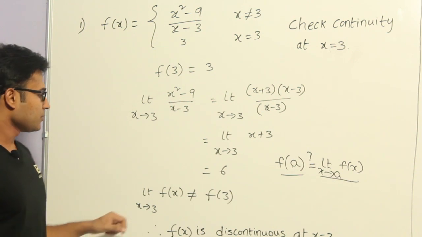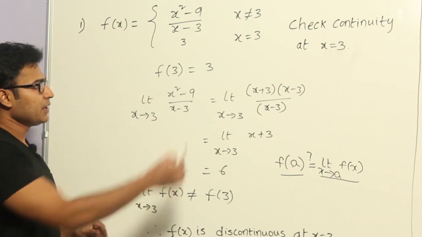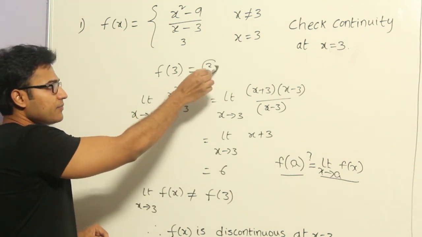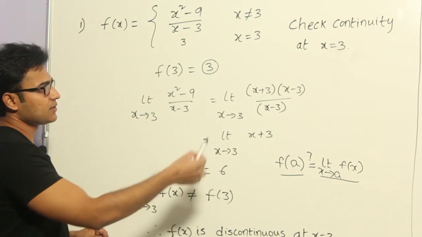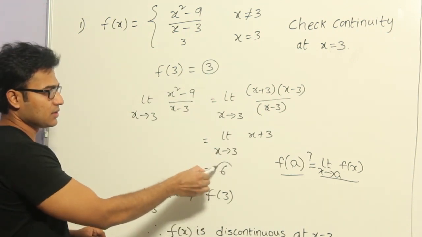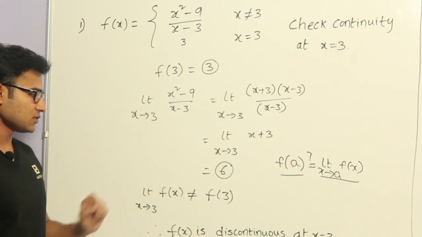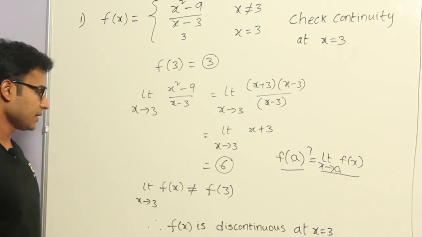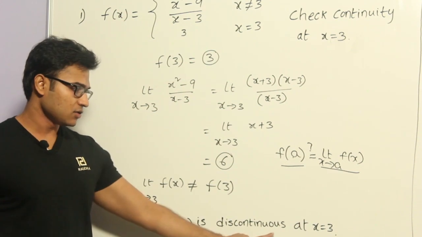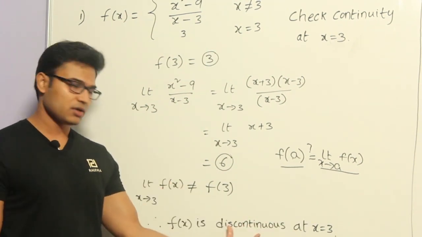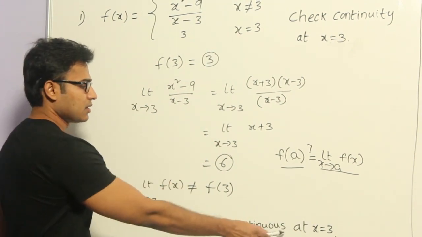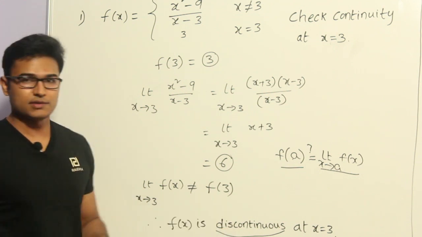Got it? Now if you observe, we got f(a) as 3, and the limit as x tends to a of f(x) as 6. Now these two are not equal. So what can we say? This function is not continuous at x equal to 3. So this function is discontinuous at x equal to 3, which means it is not continuous.